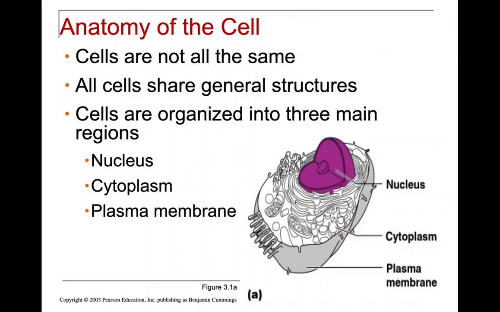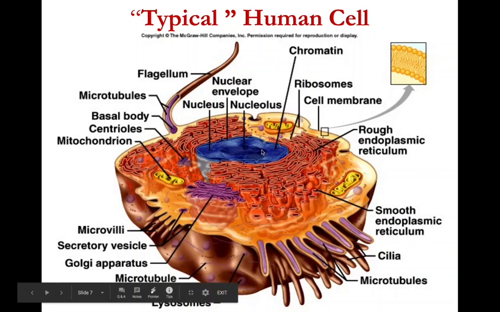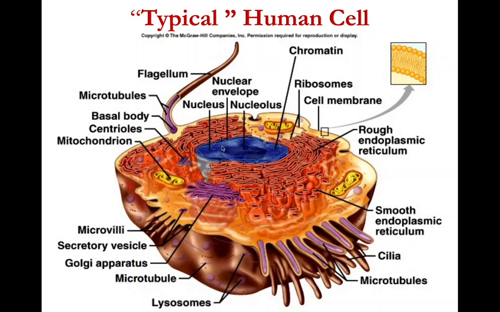So there's three main regions to the cell: the nucleus, the cytoplasm, and the plasma membrane. So the cytoplasm is this area between the nucleus and the plasma membrane. So if we look at a typical human cell, some of the things that you're going to have: your chromatin in the center, this is your genetic information. The nucleus is surrounded by a nuclear envelope.